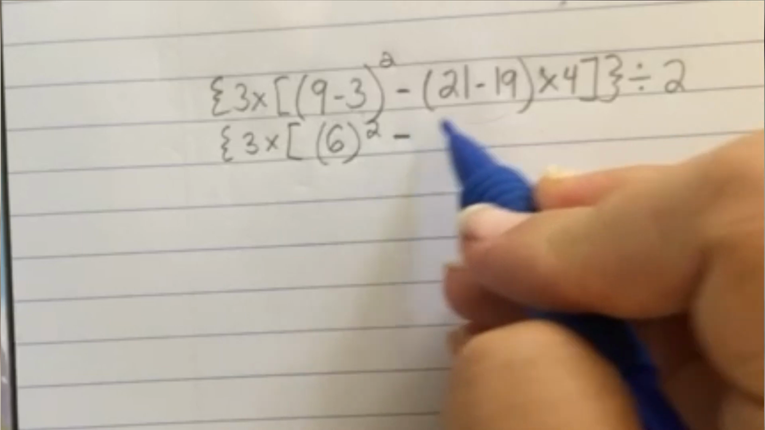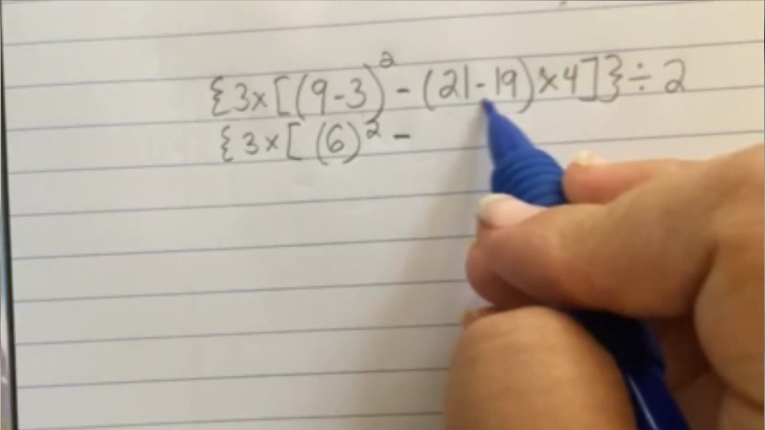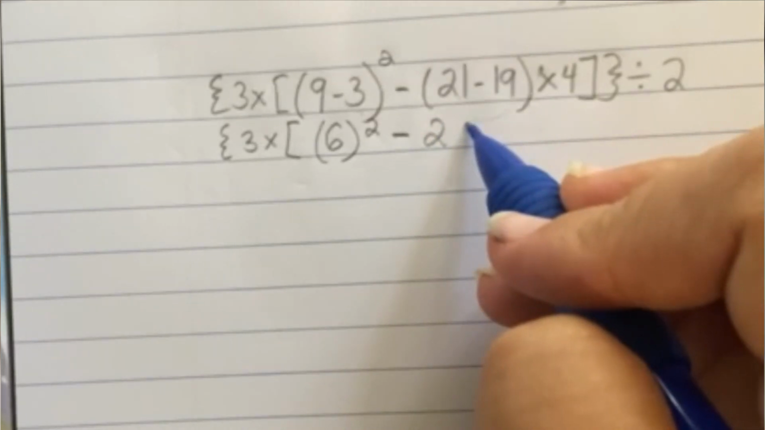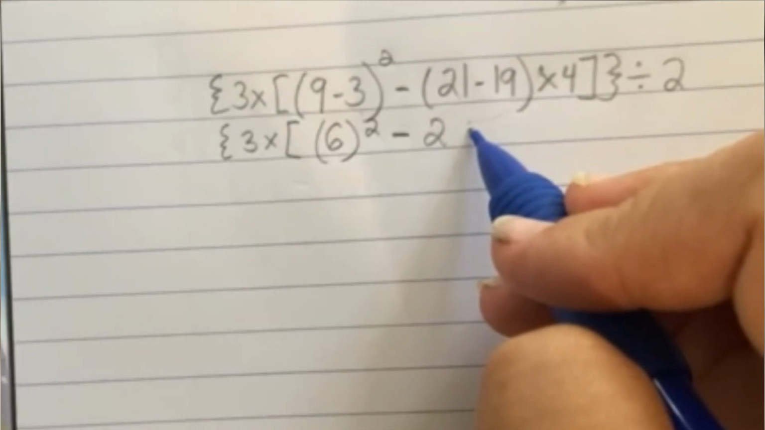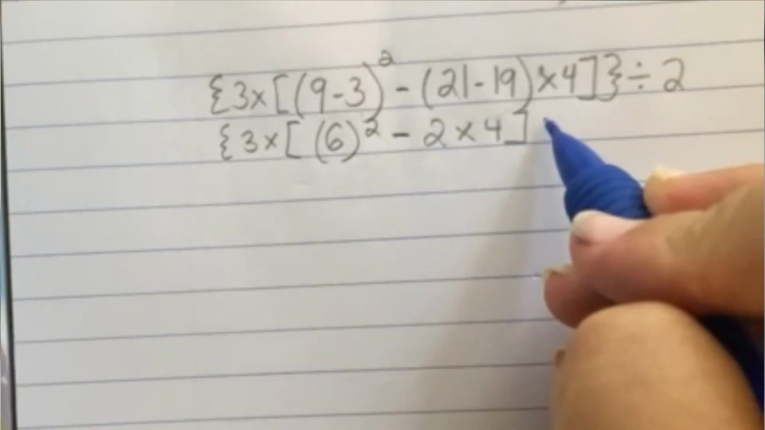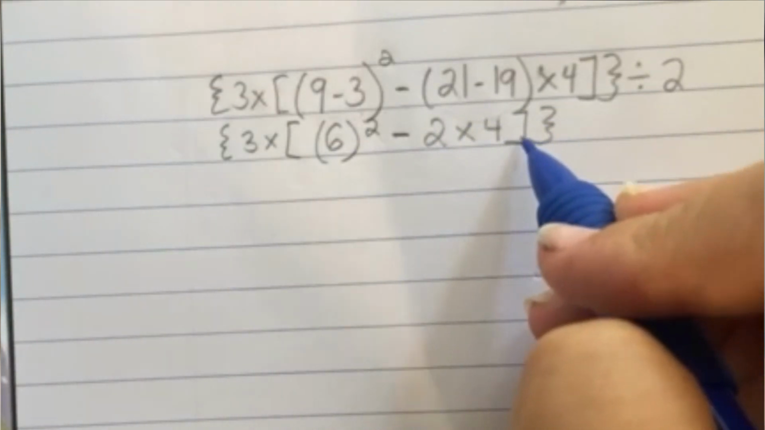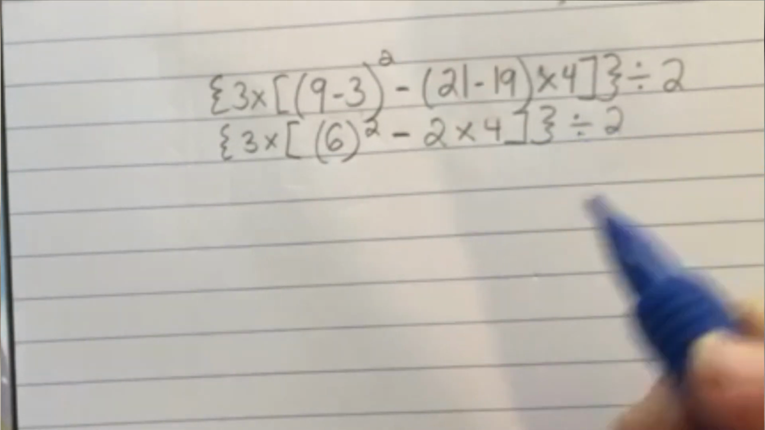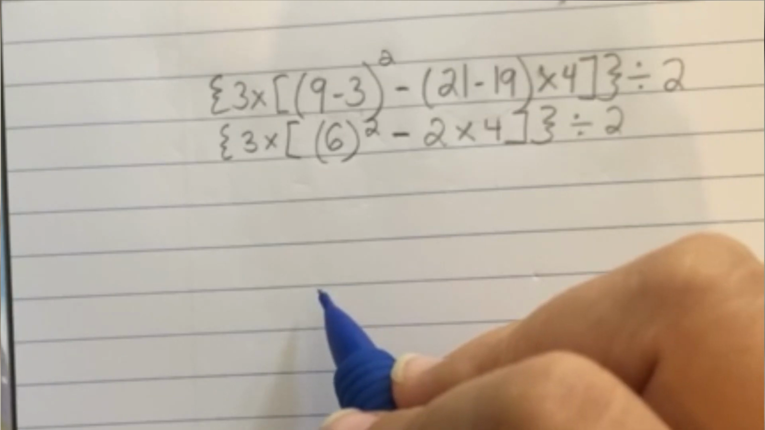Then we're going to subtract. We have our second parentheses, 21 minus 19, which will be 2. We completely solved this parentheses, so we'll take it out. So now we have 2 times 4. Close our bracket and close our brace. Then we're going to divide by 2. Now, we're going to get to our next step.